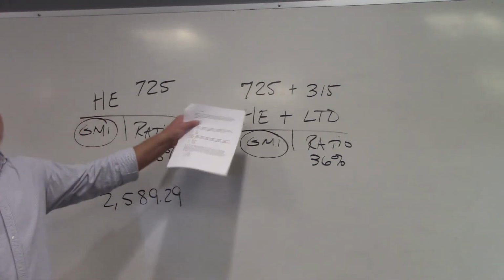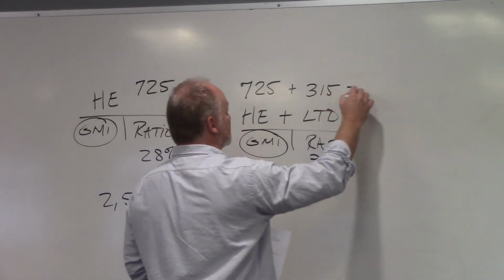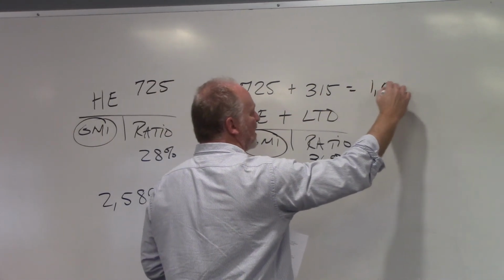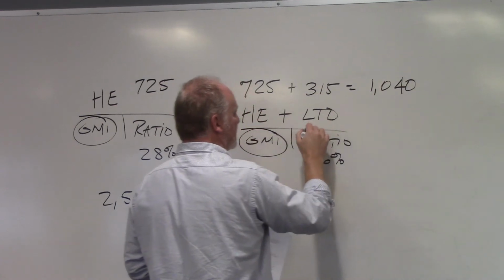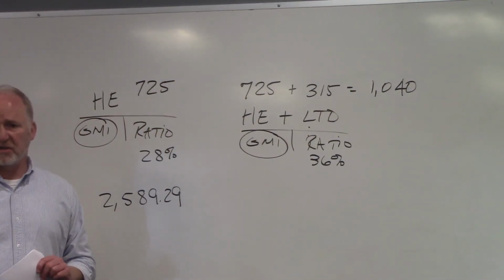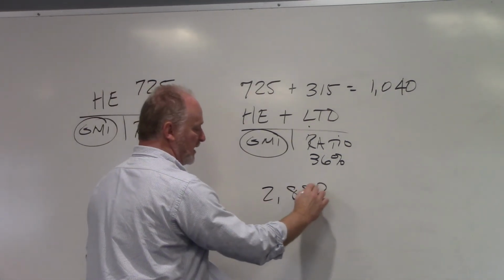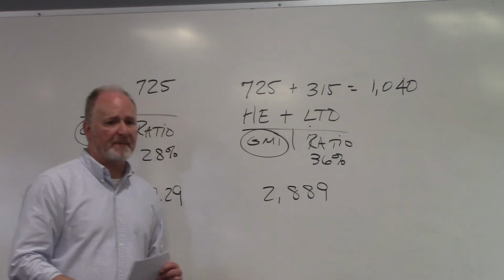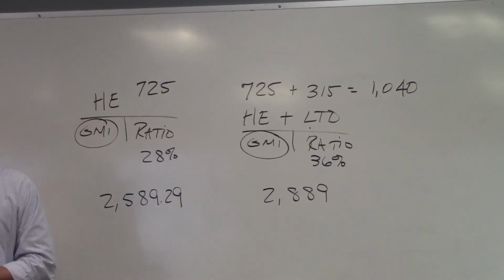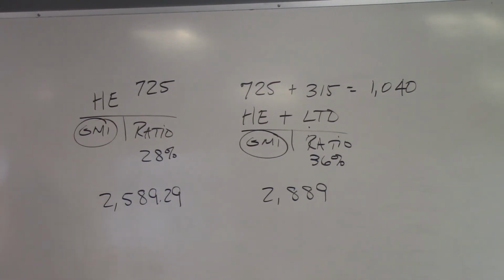Okay, and then down here, you added the top two numbers. 725 plus 315 is, let's say, 1,040 maybe? Divided by 36%. Yes, Rush? Yeah, 2889. 2889 Yeah, round it up-ish. Okay. I believe that those numbers are correct, and Suraj just rounded his. Down here you have cents. That will not confuse you on the exam.